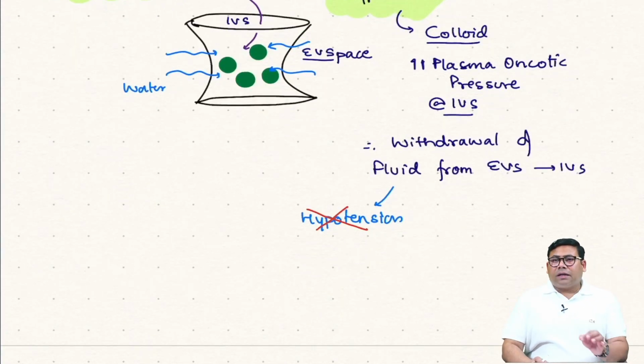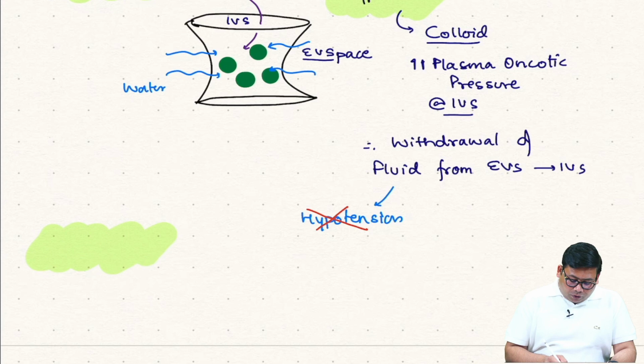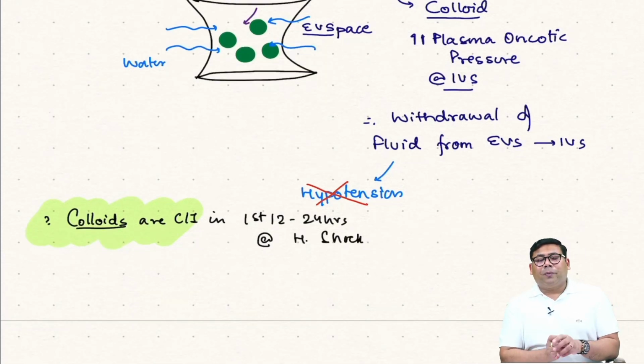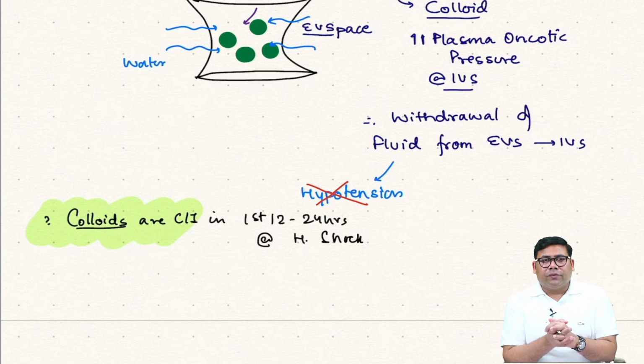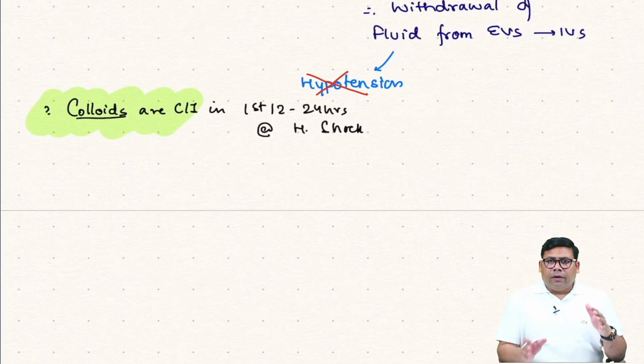Now, do you know that colloids are contraindicated in the first 12 to 24 hours of hypovolemic shock? Now, this is why this is so. This is again very, very important. So colloids are contraindicated in the first 12 to 24 hours of hypovolemic shock. To find this out, you have to go to my detailed lectures of Master Course of Surgery, and you will understand all the basic things in that, because there we have taken this chapter for a very lengthy discussion, because I want my surgery residents to be very confident in answering these things.